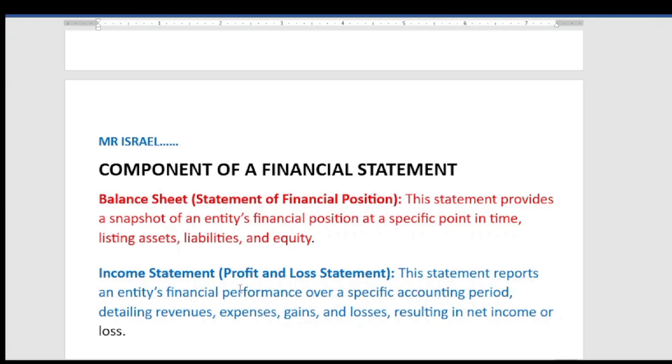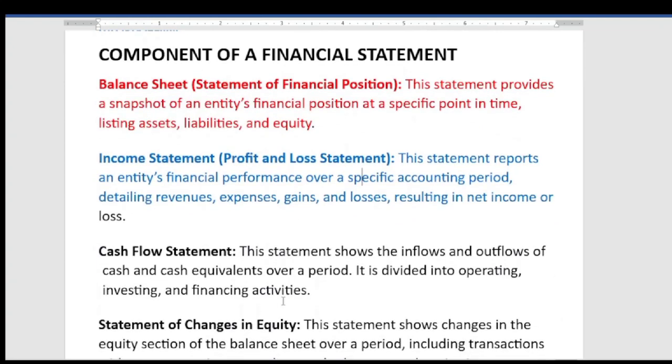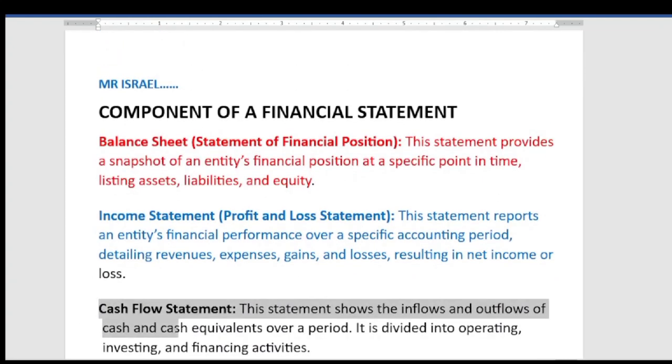You see what I said earlier? Now, revenue and expenses are hiding under income statement. While income statement is a component, revenue, expenses, gains, and losses are what? Elements, because they are under income statement. I hope we are getting this. Yes, I just want us to know this so that whenever we hear components and elements, we can easily differentiate them without thinking twice. Is that right? Now, the next one is cash flow statement.